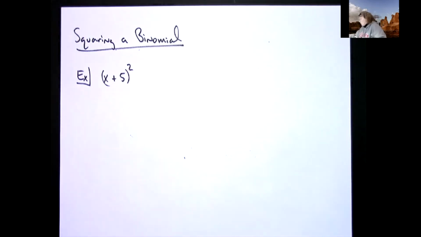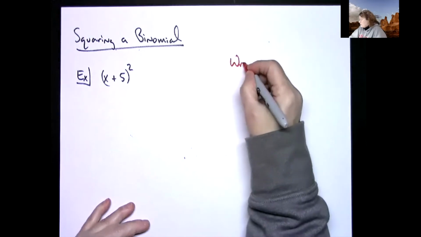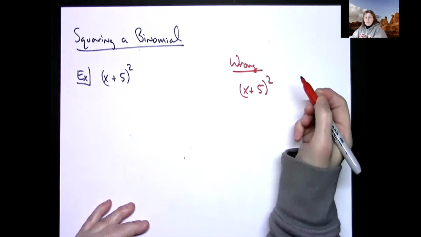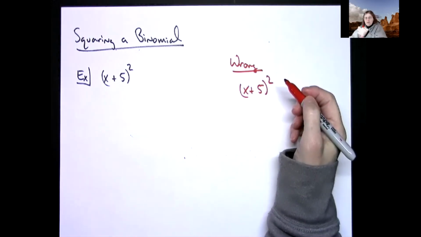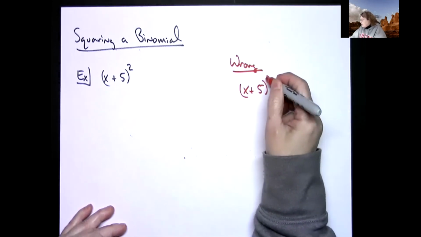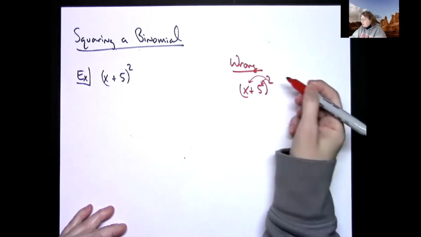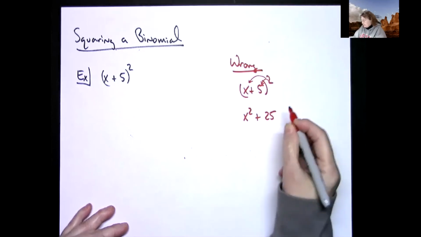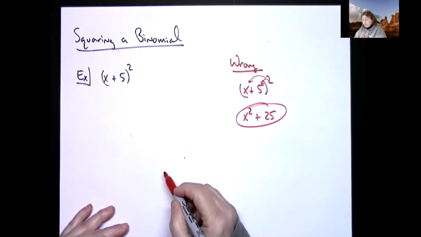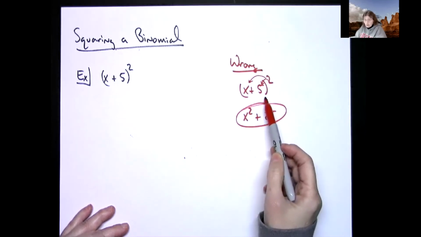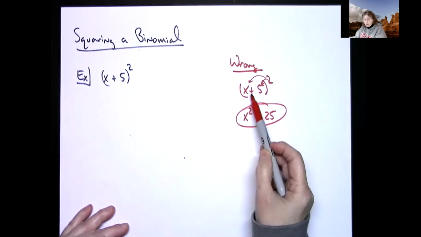Now, the wrong way, I see this all the time as an answer. Someone takes x plus 5 and thinks, oh, I've got these laws of exponents, so I can just do power raised to a power. They square the x and square the 5. So I have people who write down x squared plus 25 all the time. That is definitely the wrong thing, because I cannot use power raised to a power because of that plus sign right there. That law of exponents does not work.